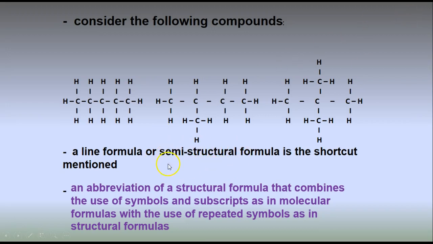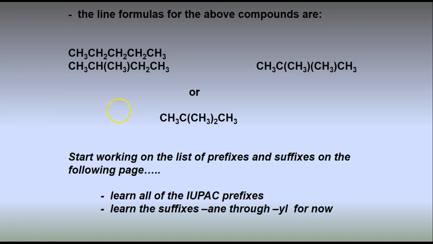A semi-structural formula is that hybrid, an abbreviated structural formula that combines the use of our structural formula and molecular formula. We do this with repeated symbols that we see often in our structural formula. So here are some examples below. Here you see the C with the 3 hydrogens surrounding it, the CH3. Then we see the C in the center chain with CH2, followed by CH2, CH2, and finally our final CH3.